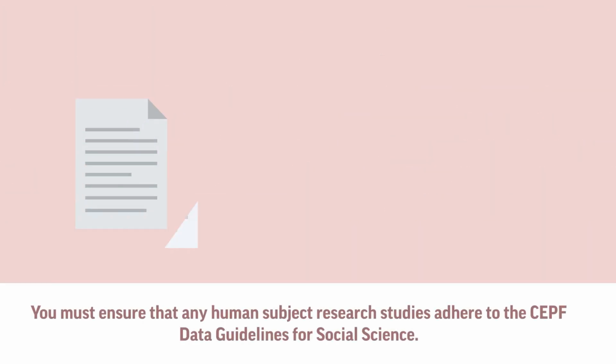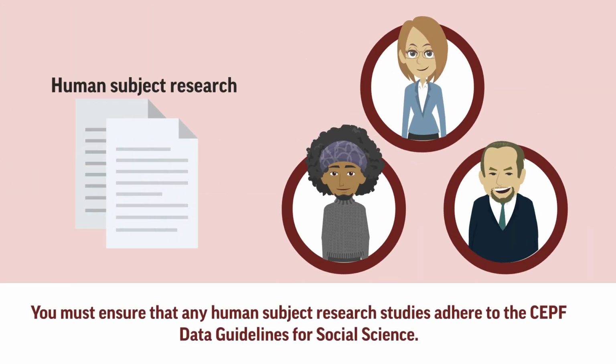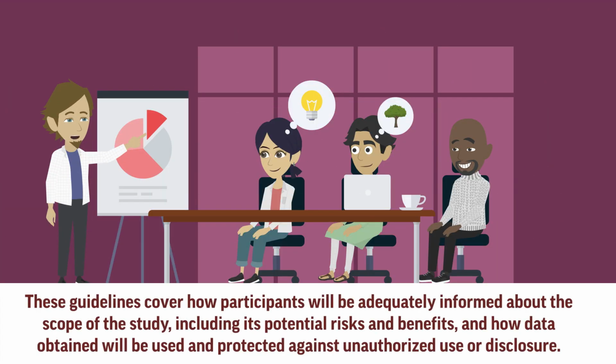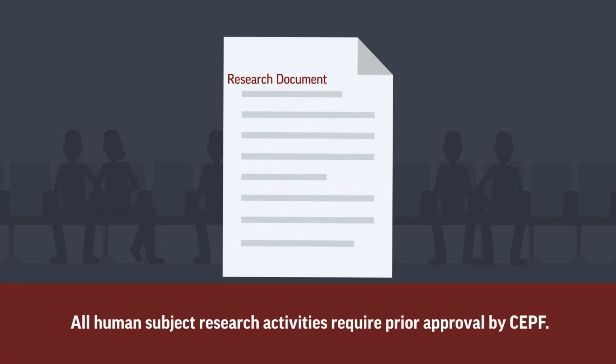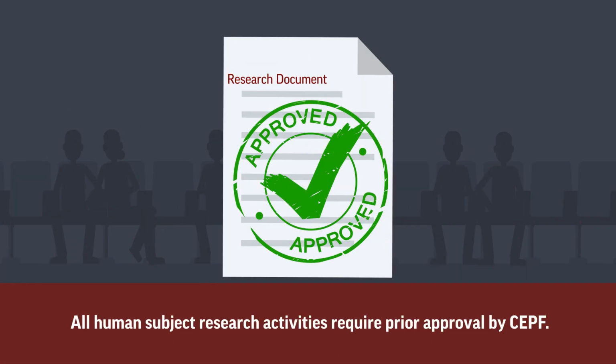You must ensure that any human subject research studies adhere to the CEPF data guidelines for social science. These guidelines cover how participants will be adequately informed about the scope of the study, including its potential risks and benefits, and how data obtained will be used and protected against unauthorized use or disclosure. All human subject research activities require prior approval by CEPF.